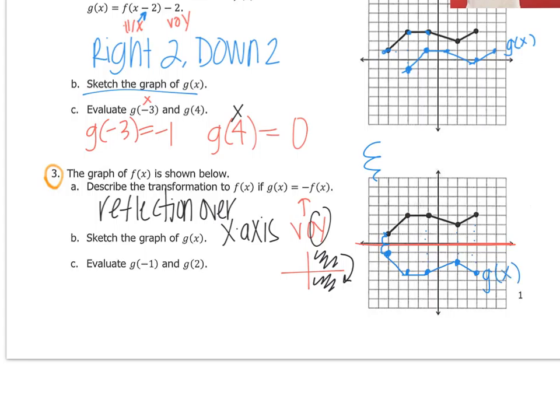The next part says evaluate g of negative 1 and g of positive 2. Remember, both of these are x values. Go ahead and try to locate their y values on the graph.